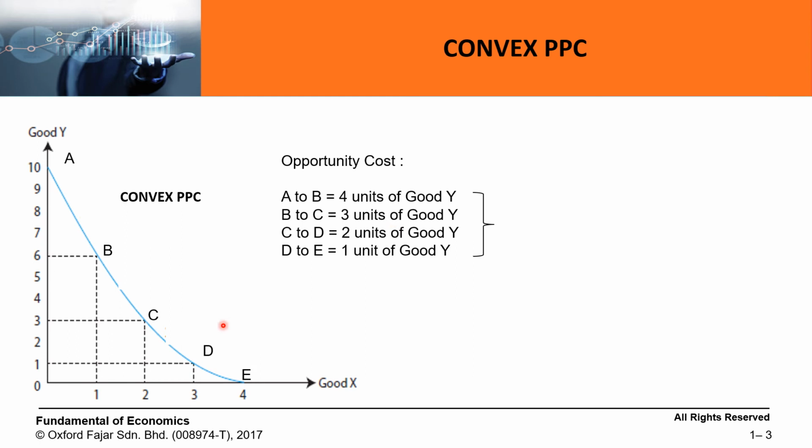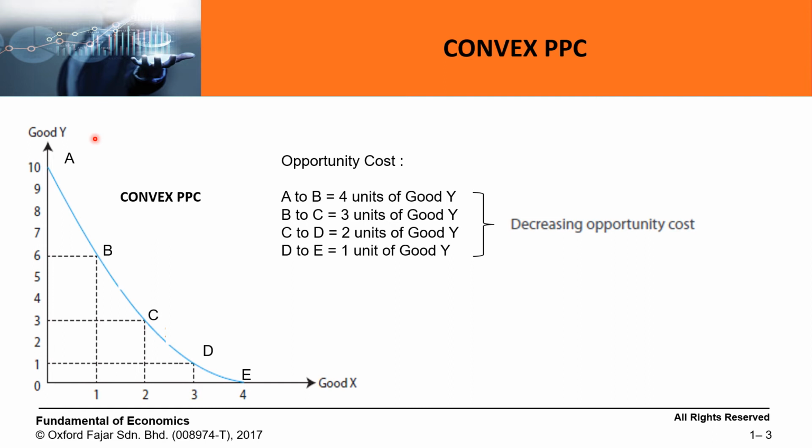So, apa yang kita dapat nampak kat sini adalah through convex PPC, when we change our choices, our opportunity cost that we have to sacrifice decreasing. Maksudnya, okay, bila kita ubah kita punya pilihan, good X yang kita terpaksa lepaskan akan semakin berkurangan.